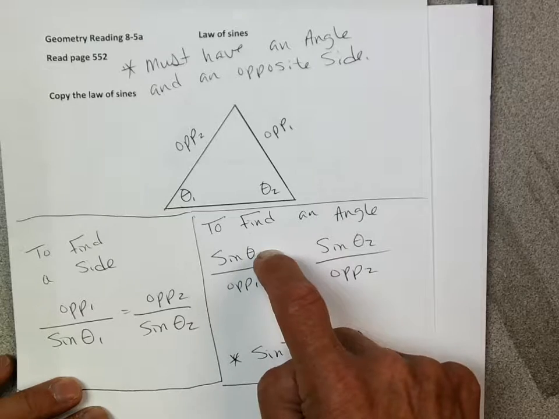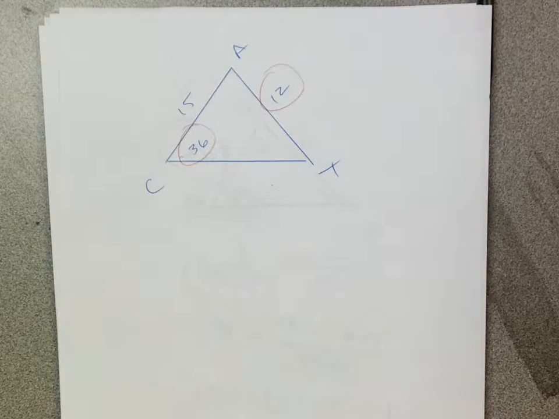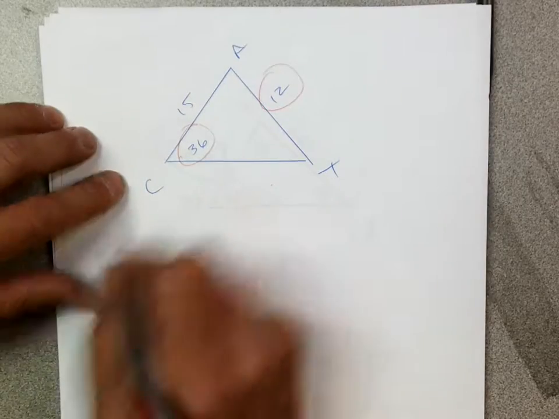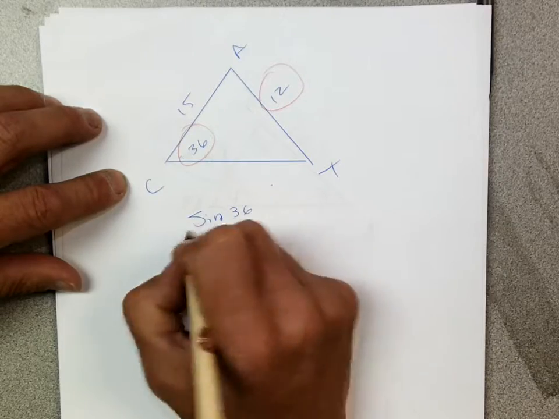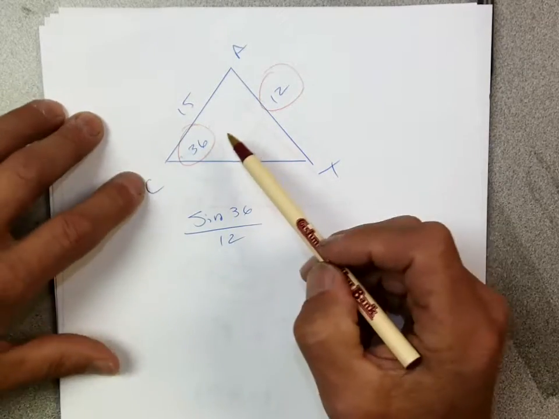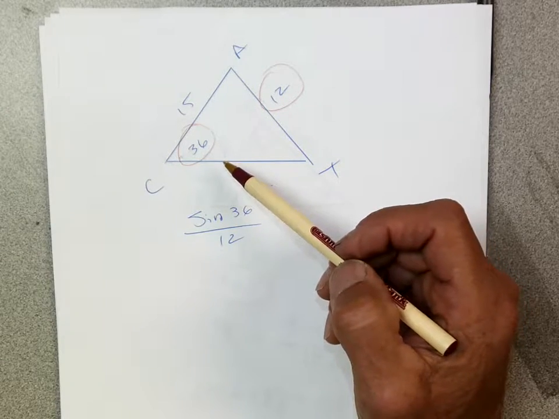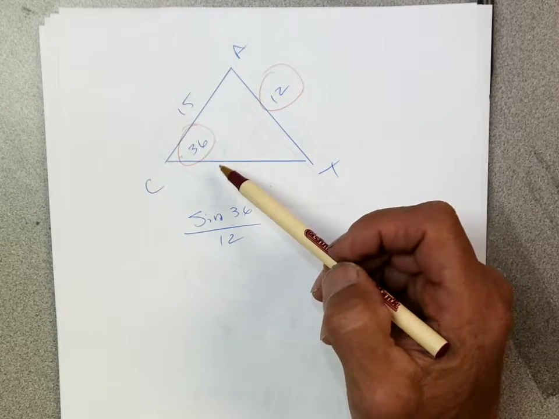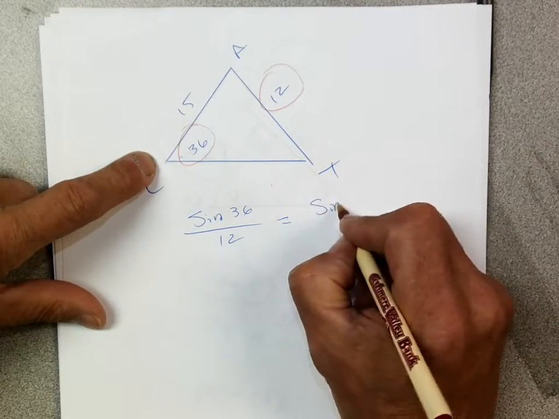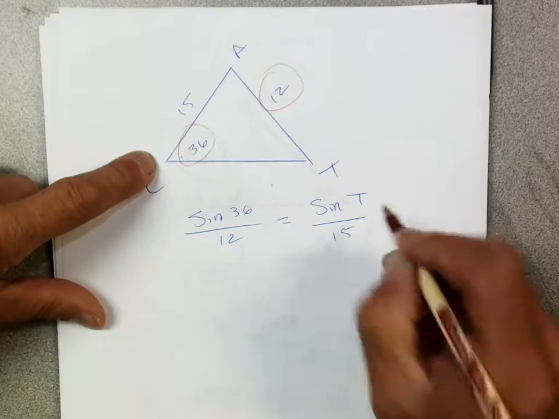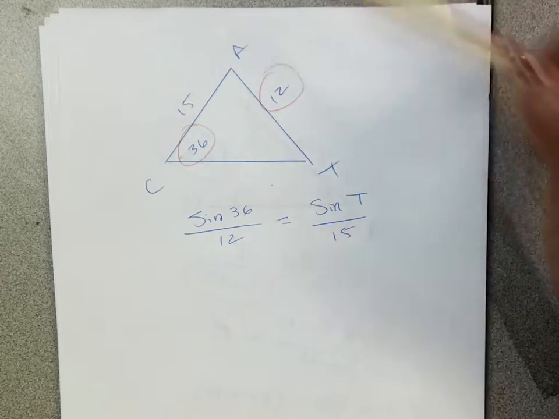If I want to find the angle, the only difference is the angle goes on top and the side goes below. So I'm going to set this up as, you ready? Sine of 36 over 12. So if we want to find the angle, just put the angle on top. It's as easy as this. Put what you want to find on the top. So sine of 36 over 12 will equal sine of t over 15. Sine of the angle over its opposite side equals sine of the angle over its opposite side.